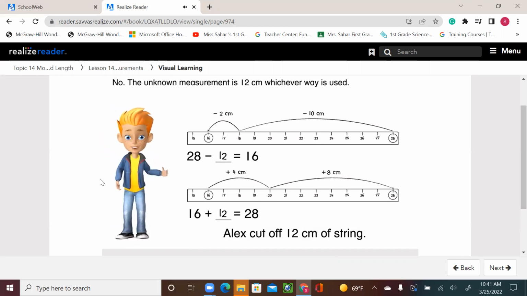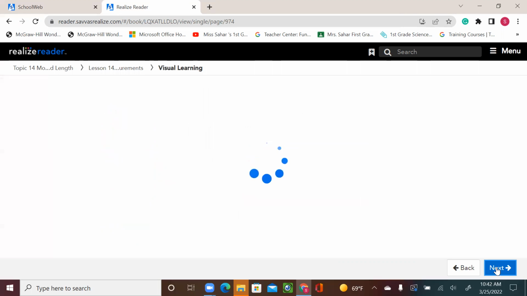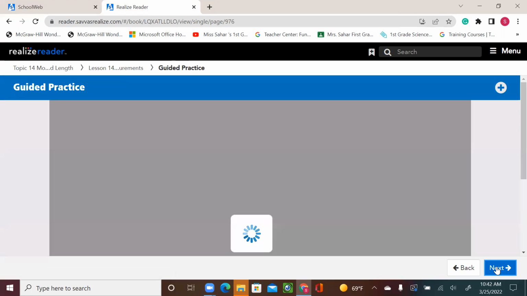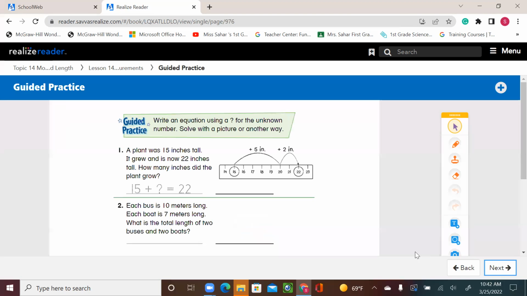Now you know how to use drawings and equations to solve measurement problems. And we're using the ruler or the measurement stick as the open number line. We had it in the previous topics. All right, so let's go to guided practice in your book, page 618, and see the examples we have. Write an equation using a question mark that represents the unknown number. Solve with a picture or another way.